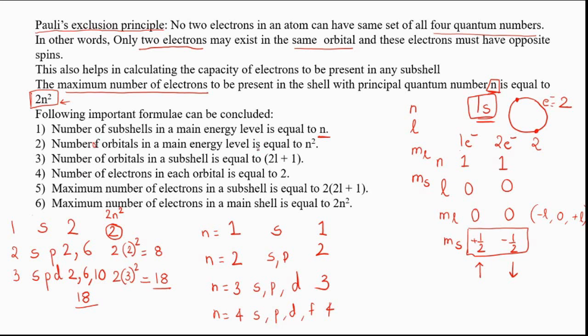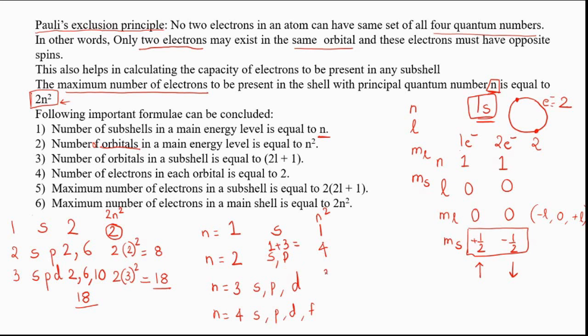The number of orbitals in a main energy level is equal to n square. So they are just talking about the number of orbitals and not about the number of electrons. So if I calculate the number of orbitals, let's say I have n is equal to 1, then the number of orbitals will be n squared. So I have to calculate n squared, which is also equal to 1. Now if I have n is equal to 2, n squared will be 4. So how do I have the number of orbitals equal to 4? For S I have 1 orbital and for P I have 3 orbitals. So this will give us 4.